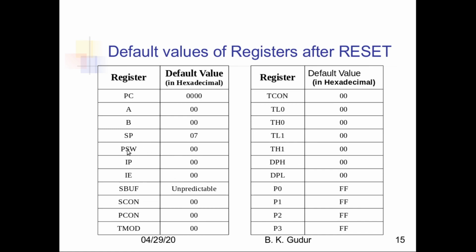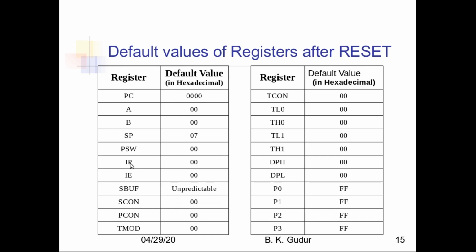This is the reason. Look at this. The PSW having 00 means all the bits in PSW will be 00. That means even RS0 and RS1 will be 00. And recall that in the previous video I told that whenever RS1 and RS0 are 00, by default it selects bank 0. That's the reason when there is a reset, because PSW becomes 00, RS0 and RS1 become 00, and bank 0 will always be active whenever we reset the microcontroller.